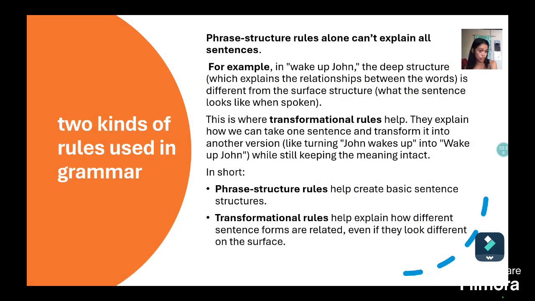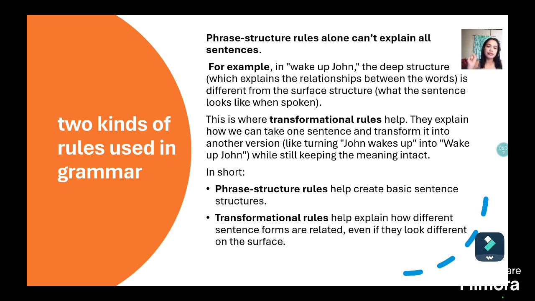So here's the issue. Phrase structure rules alone can't explain all sentences. Some sentences are more complicated and involve deeper relationships between words that aren't obvious just by looking at the sentence. For example, in "wake up John," the deep structure, which explains the relationship between words, is different from the surface structure, what the sentence looks like when spoken. This is where transformational rules help. They explain how we can take one sentence and transform it into another version, like turning "John wakes up" into "wake up John" while still keeping the meaning intact.